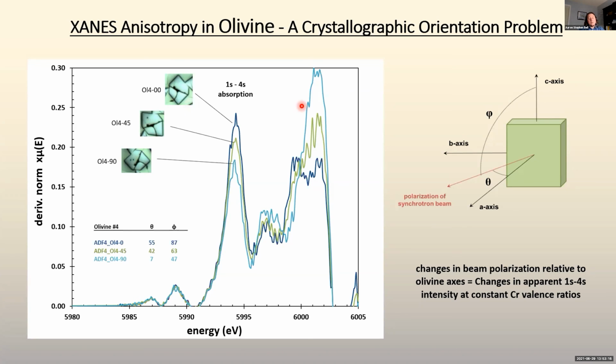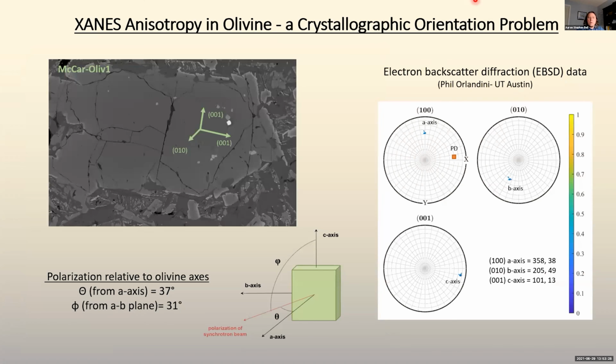And so this is also, for example, an issue if you're interested in iron valence in pyroxenes and other materials like that. So anyway, this is something to be aware of. There are ways to get around this. So if we know the crystallographic orientation of the olivine relative to the polarization direction of the beam, we can actually overcome this. And so we can define these angles like this.